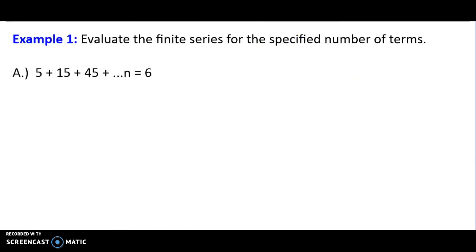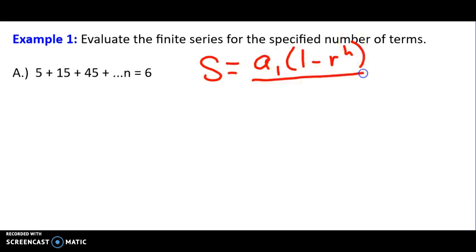Okay, example 1, we're evaluating the finite series. So in order to do that, we're literally just finding the sum here. To find the sum, remember that we need the A1, we need the R, we need the N. So this right here is our A1. We can see if we're going from 5 to 15 to 45, our R is 3, and we know that our N is 6. So we're going to plug those values in.